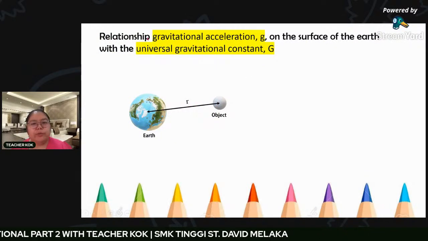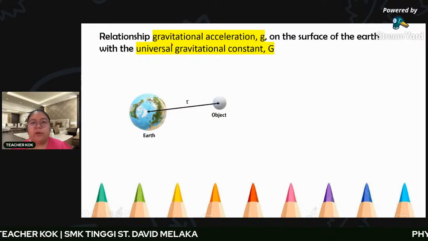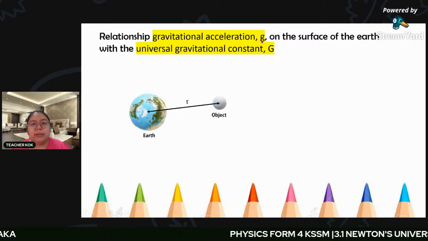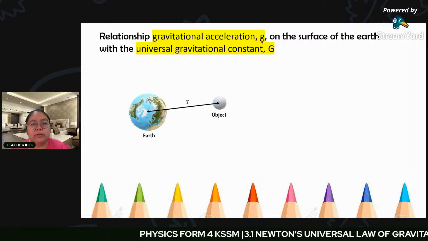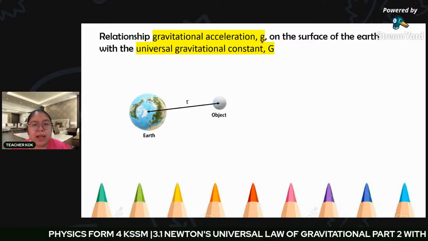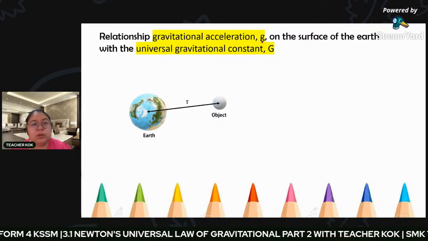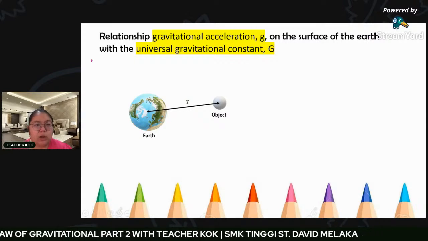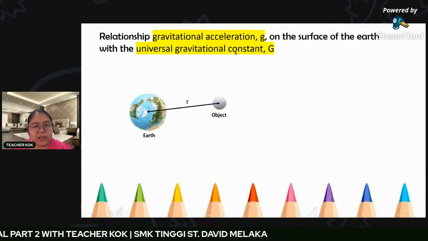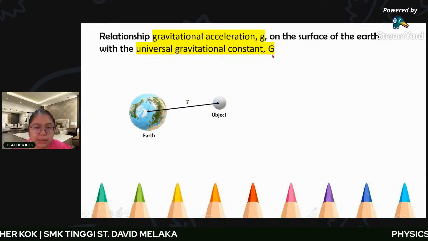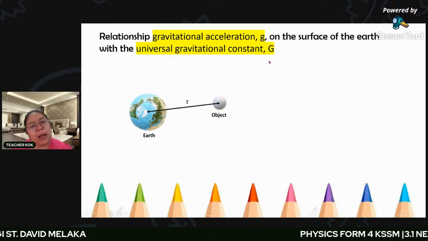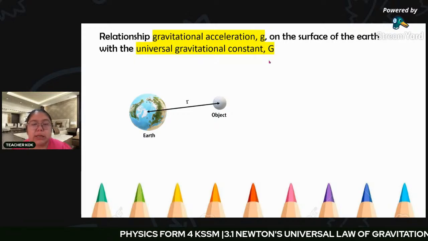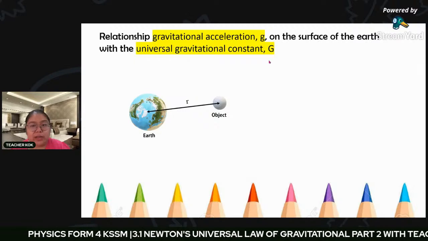The next one, we need to find out the relationship for our gravitational acceleration. Remember the small g. Before that we did calculations for free fall, that's 9.81 on the Earth. So this one we call gravitational acceleration, on the surface of the Earth. Then there is the universal gravitational constant, the capital G. Before that, in 3.1 part 1, we learned that: I asked you to press the calculator using CONST, then 39, that one is the gravitational constant.